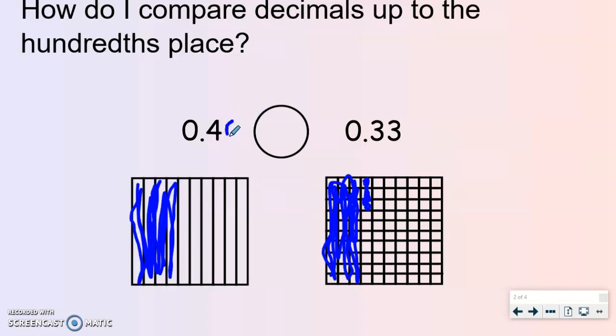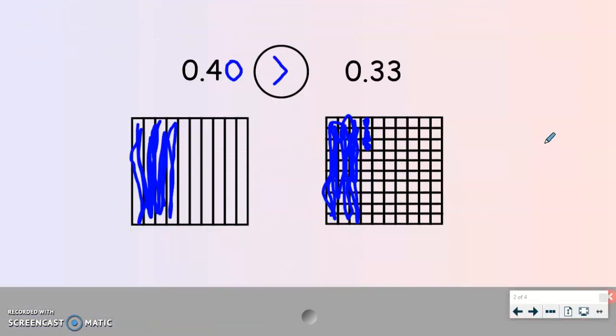So I can put a 0 here. And then I've made these go out to the same place value. So now I have 40 hundredths, which would be the same as 4/10. And I have my 33 hundredths over here. And this actually might make it a little bit easier to compare the numbers now. And so you can really easily see that 4/10 or 40 hundredths is greater than 33 hundredths. Okay, and we also have the models here to show it's just a little bit more than this one.